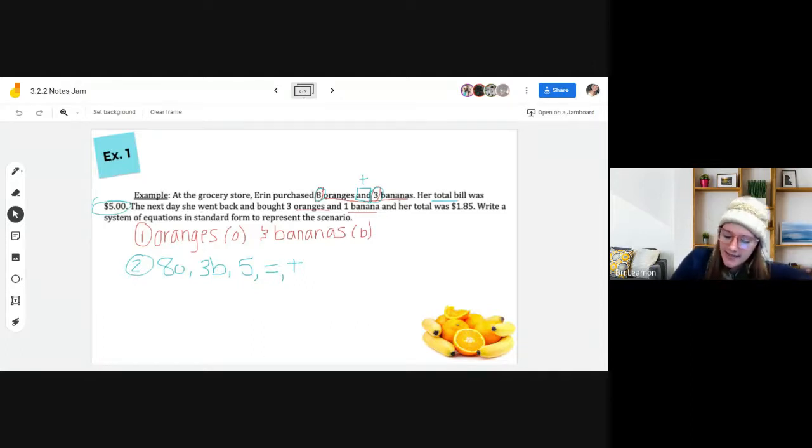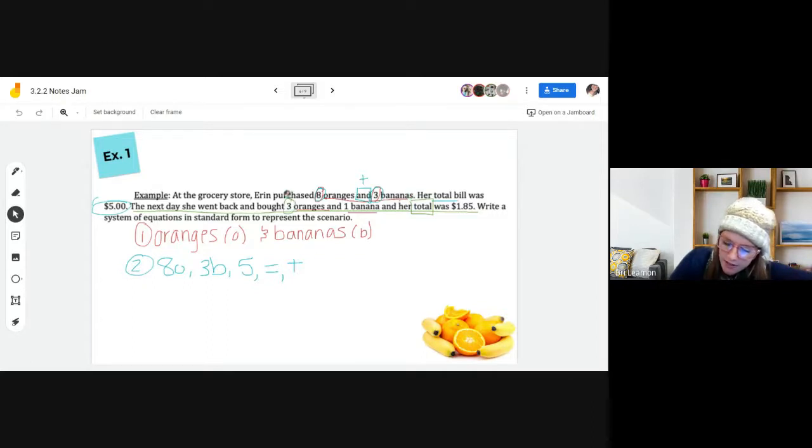What about our second sentence? So we have the next day, she went back and bought 3 oranges, 1 banana, and our total was $1.85. What information do we know from there? Yeah, we know her total. So we know that total is in there. So we know we're going to have an equal sign. 3 oranges and 1 banana. You guys are right. So we have 3.